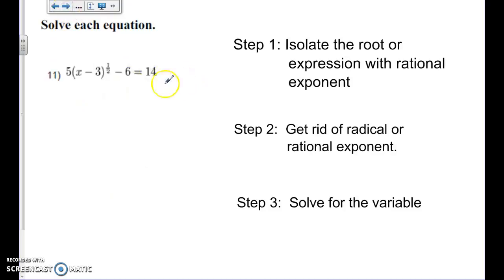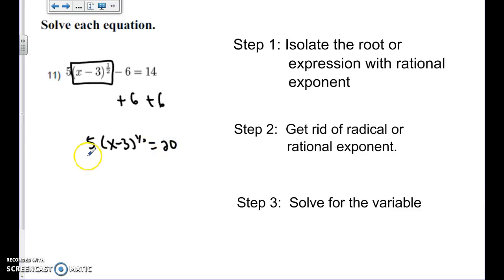All right, let's look at number 11. So we're trying to get whatever's taken to the rational exponent. In this case, we're trying to get x minus 3 to the 1/2 by itself. So I'm going to add 6 to both sides, and I get 5 times parentheses x minus 3 to the 1/2 equals 20. So I still want to get this by itself, so I'm going to divide both sides by 5. I end up with x minus 3 to the 1/2 power equals 4.